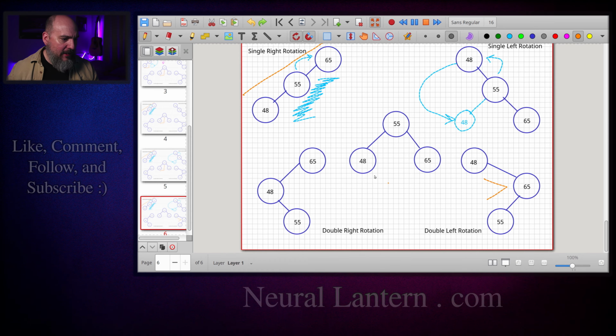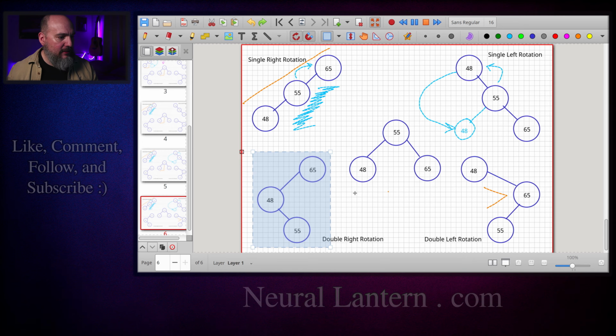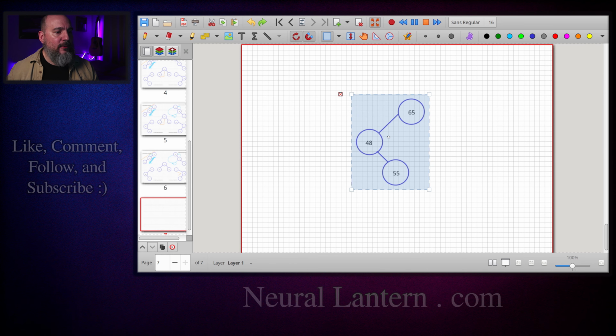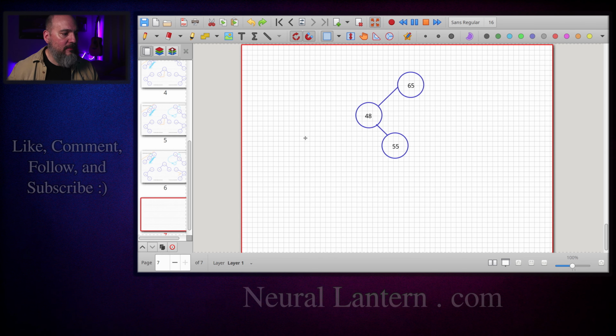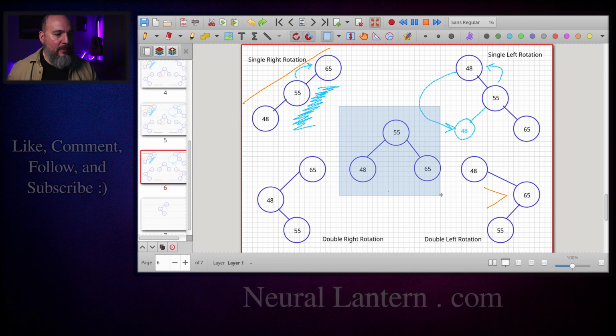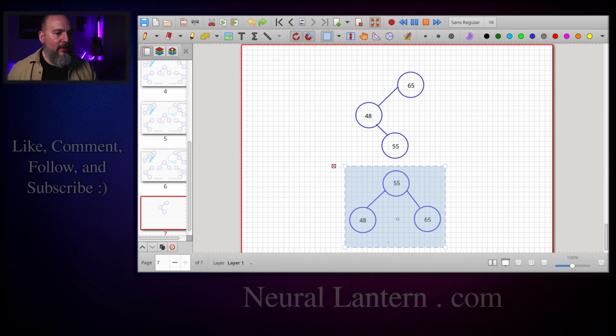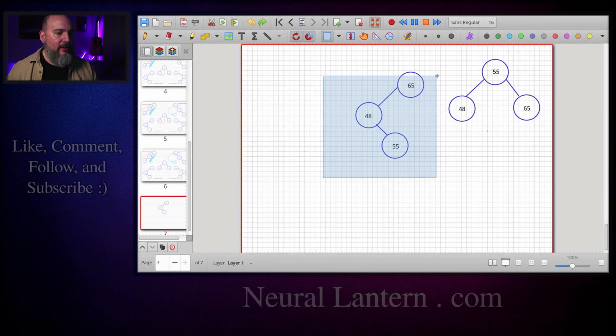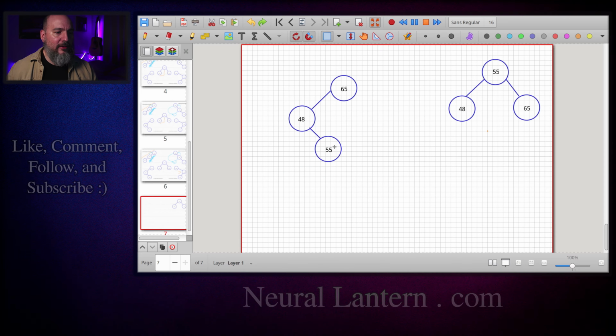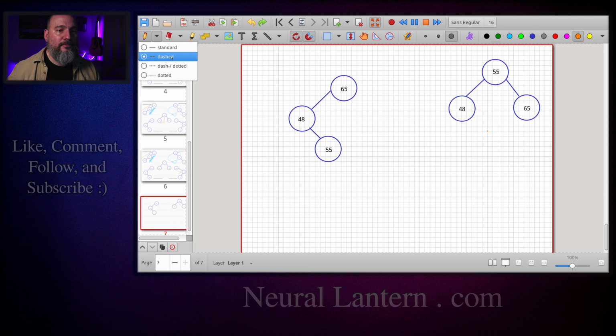Maybe I should copy this to another slide real fast. Let me copy this and we'll do another slide. Okay, so which nodes need to be moved into position? Let me copy also the output pattern just as a quick reminder. If we wanted to make that output pattern, let me put it up here maybe, then obviously the 55 still has to be in the middle because it was already in the middle before we rotated. That means both the 48 and the 65 need to be rotated underneath the 55.